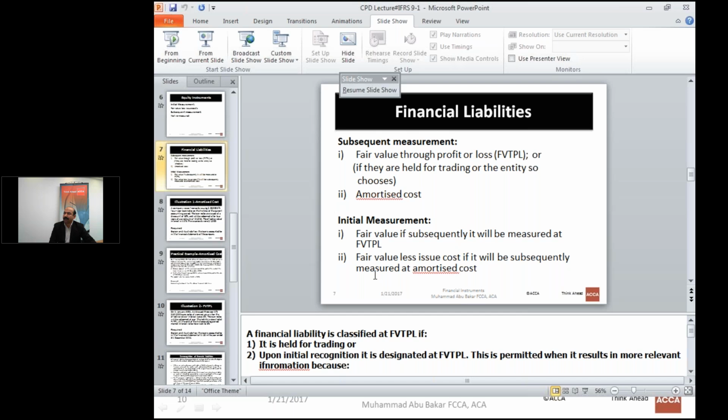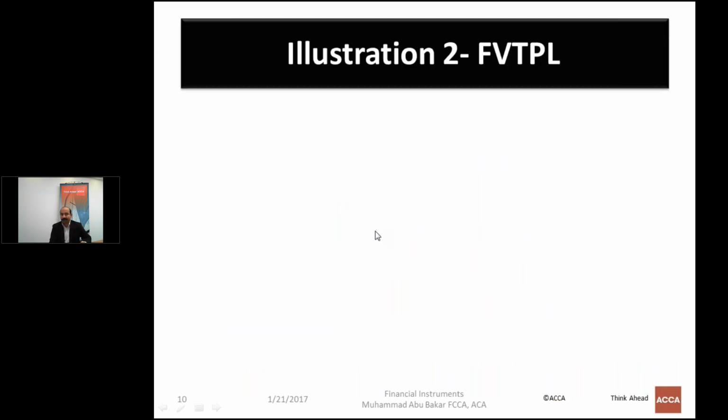When you initially measure your financial liability at fair value less issue cost, and that liability has to be measured subsequently at amortized cost, we discussed this area yesterday. Now we shall be discussing the fair value. If you will be recognizing your financial instrument subsequently at fair value, then what will be the accounting treatment? We shall learn that accounting treatment with the help of this illustration.